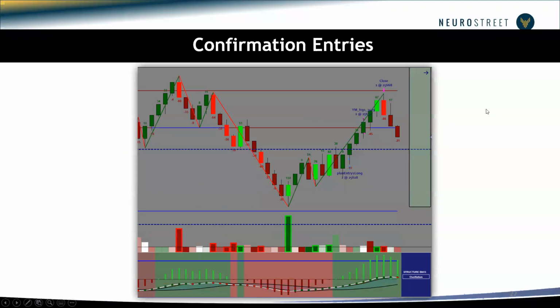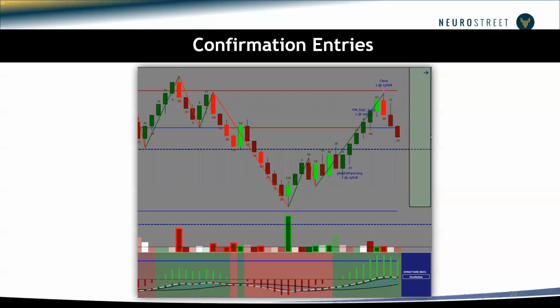Here's another example of a confirmation entry. Level off the weekly chart. Price came down. Boom, boom, boom. Structure break right there. Entered on the retest. Stop would go below the lows. T1, T2.